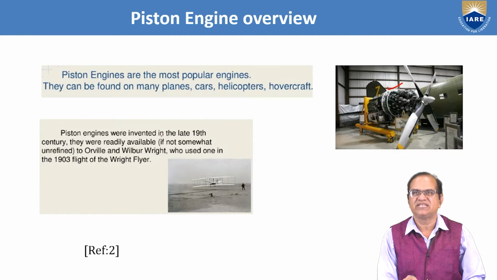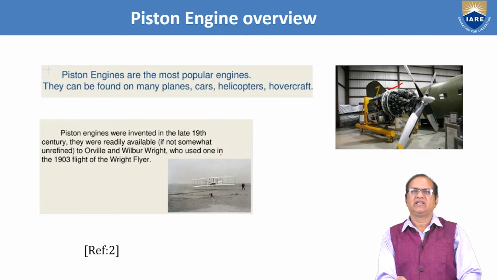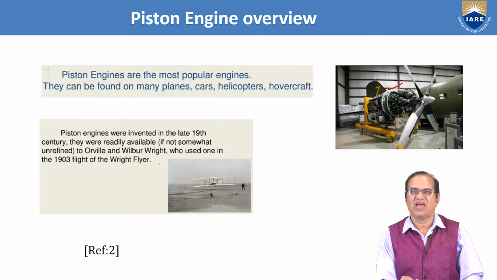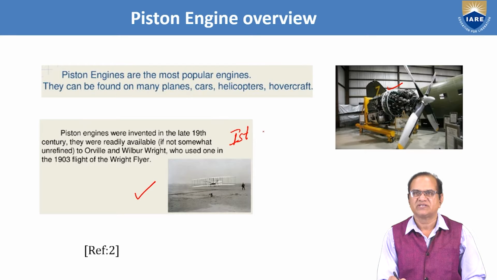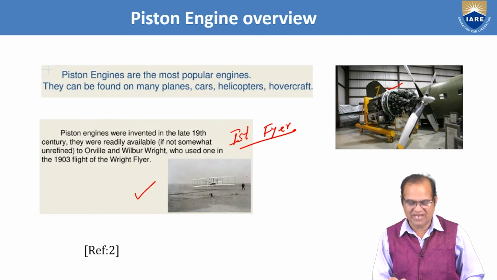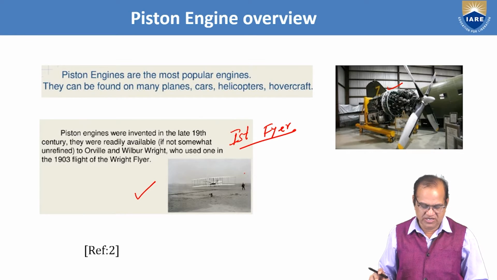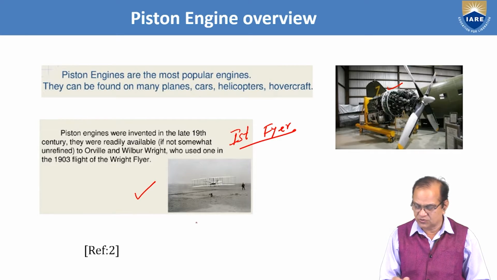Piston engines were invented in the late 19th century. They were readily available, if somewhat unrefined, to Orville and Wilbur Wright, who used one in the 1903 flight of the first flyer. So this first flyer is the aircraft from the first time, and it was used by the Wright brothers, Orville and Wilbur, and they used the piston engine in December 1903 in Kitty Hawk, USA. And the image is shown here.